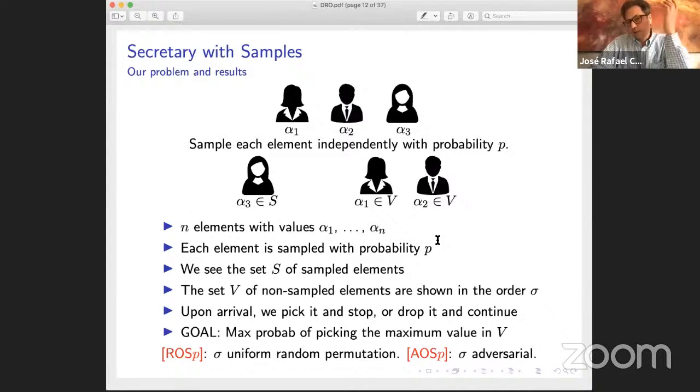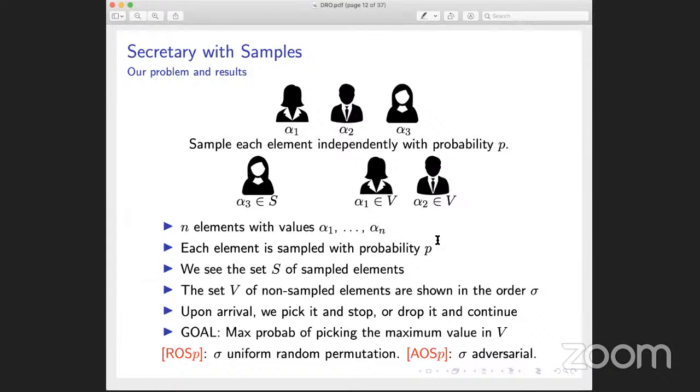Again, we scan the elements in V, one after the other, until we decide to stop. And we win if we get the maximum of the set V. If we get the maximum of the set V, we win. That's our online setting somehow. And we want to maximize the probability of picking the maximum. So is the problem setting clear? I think this is a point where you could stop me if it's not.